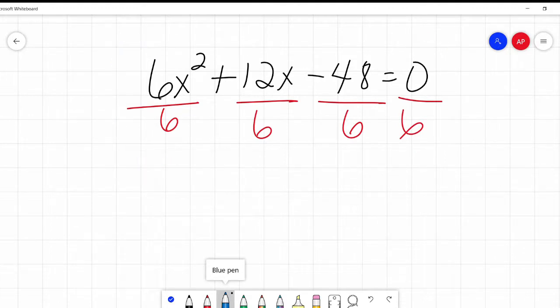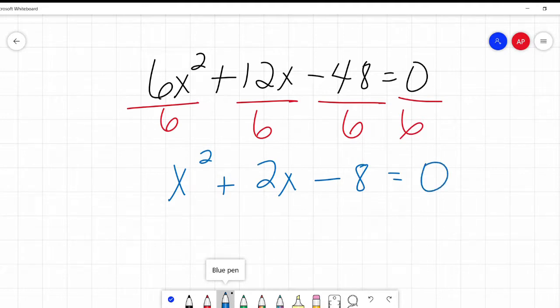So 6x squared divided by 6 is x squared. 12x divided by 6 is 2x. Negative 48 divided by 6 is negative 8. 0 divided by 6 is 0. Hey, nice and pretty, and then you go on doing your complete the square like we just did.